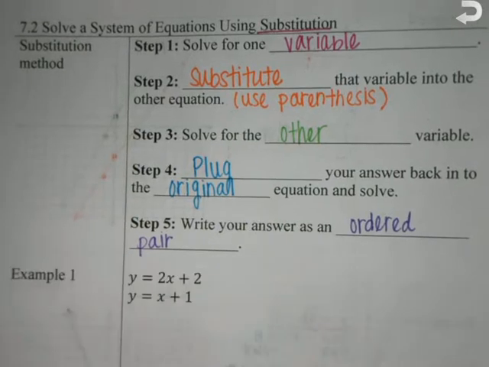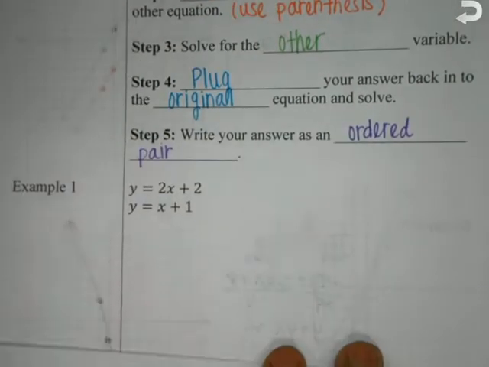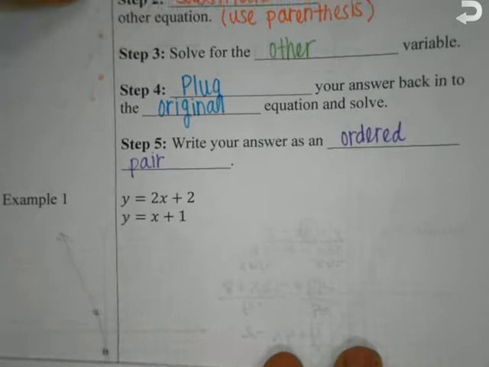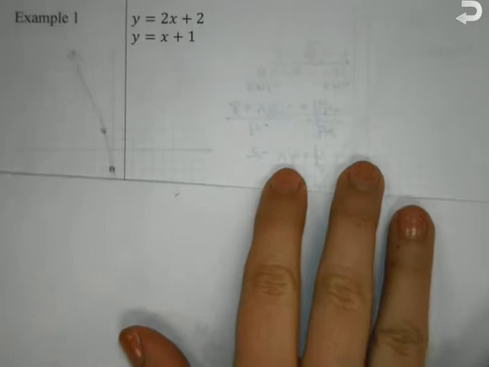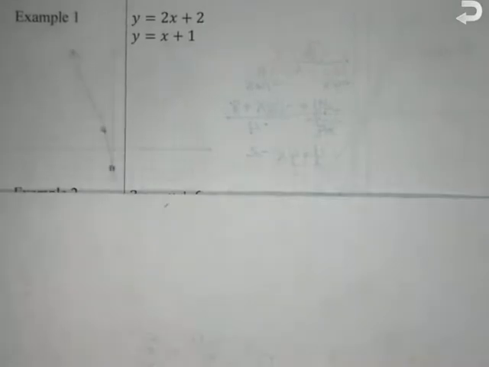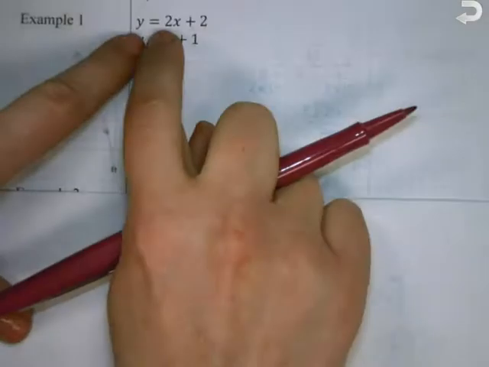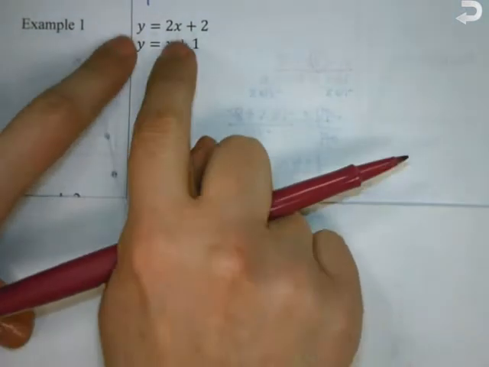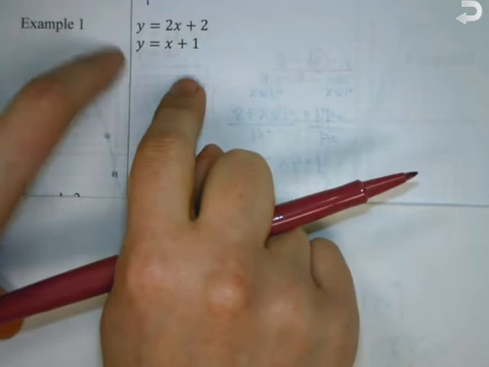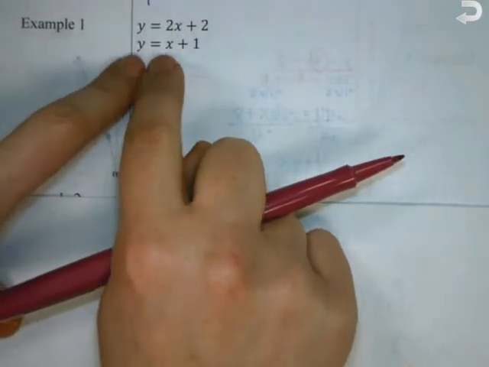Looking at example 1, I have two equations: y equals 2x plus 2 and y equals x plus 1. Now, step 1 said we needed to solve for one of the variables. That means I need either x by itself or y by itself. Is that already the case for either one of these? Yes, both of them are already solved for y. So I can pick whichever one I want to. I'm going to pick this last one because it's a little simpler.